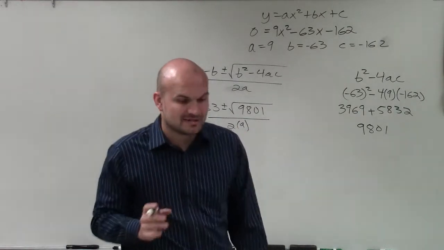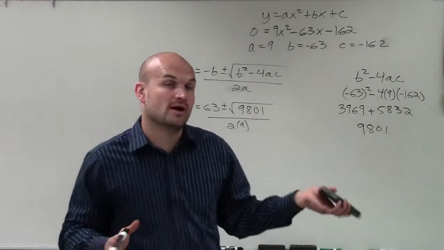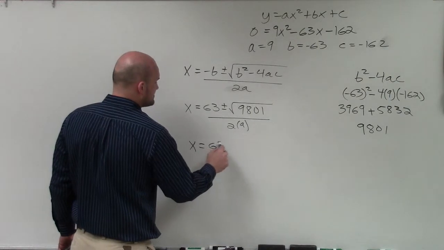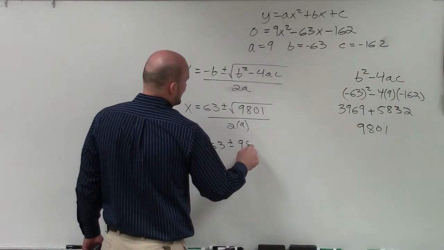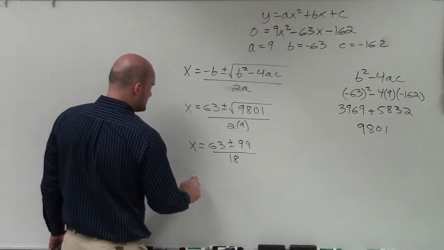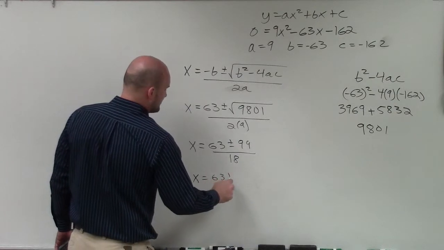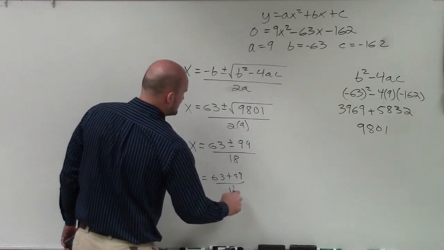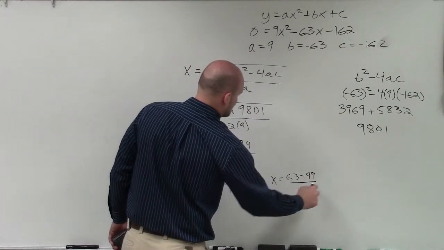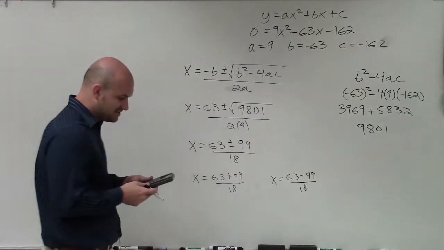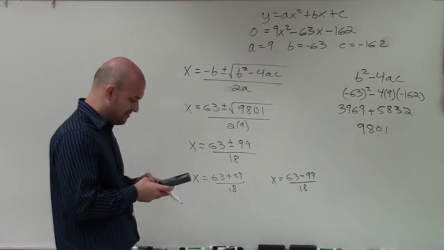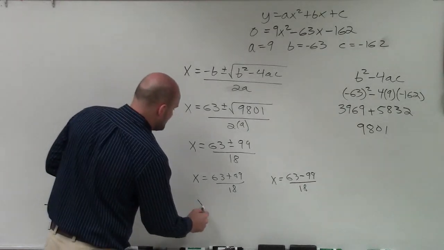Now again, as I reminded you, we can take the square root of 9,801, which is 99. That's important because now it's going to give us our two real solutions. So we'll have 63 plus or minus 99 divided by 18. To find my two solutions, I'm going to have x equals 63 plus 99 divided by 18, and x equals 63 minus 99 divided by 18. So I'm just going to take my calculator, do 63 plus 99, and then divide that by 18, and I get x equals 9.